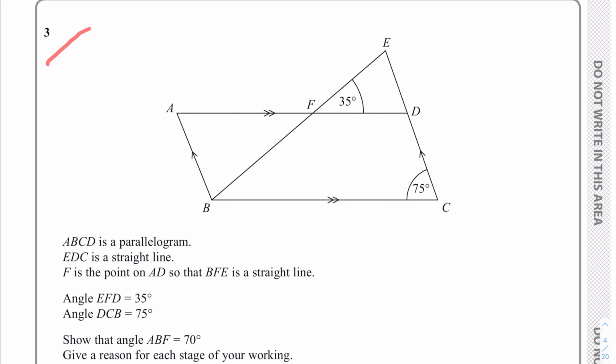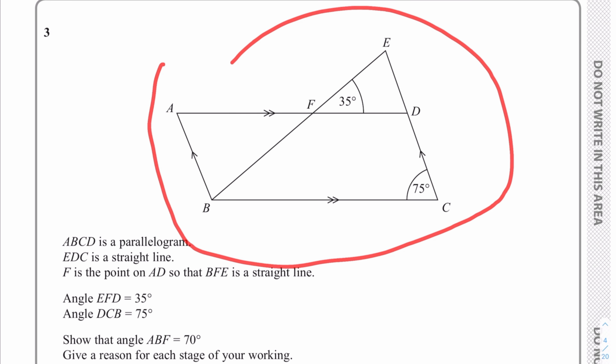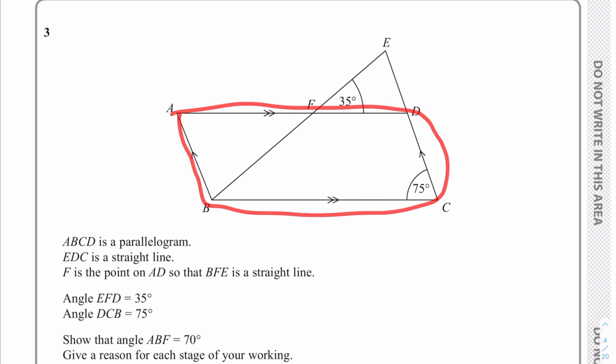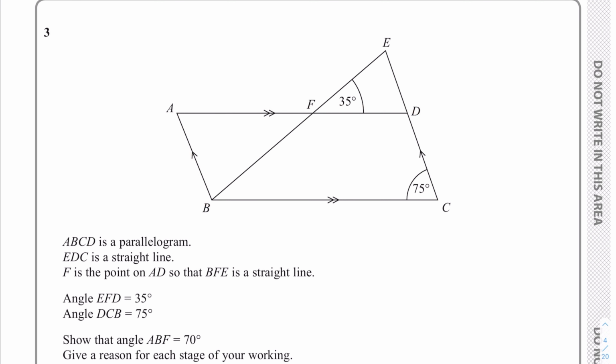So the topic for this question is angles in parallel lines. It says ABCD is a parallelogram, so this right here is a parallelogram. It says EDC is a straight line, and F is the point on AD so that BFE is a straight line, okay?